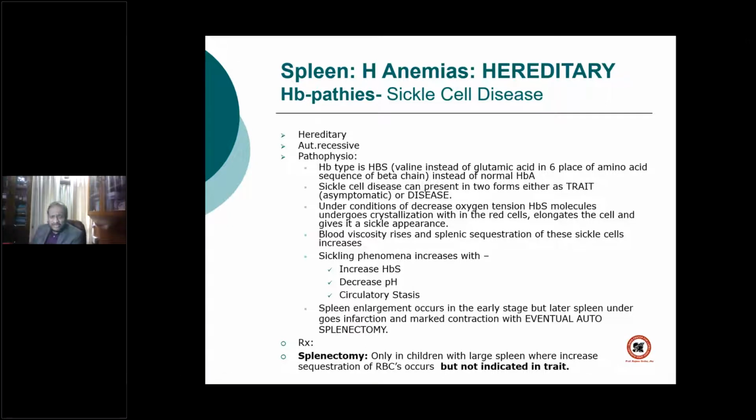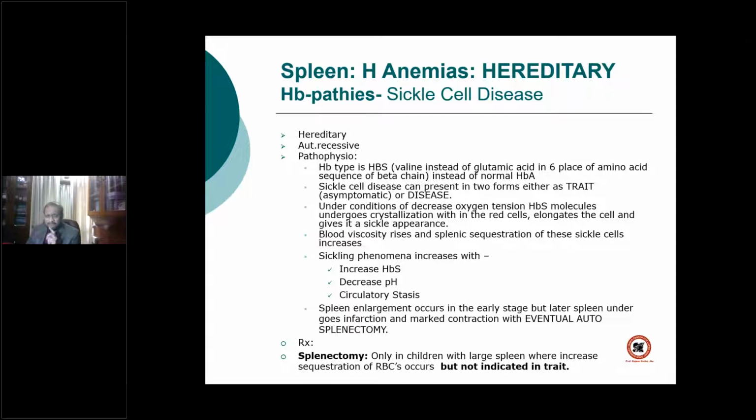Let's forget the sickle cell trait because that does not give us surgeons any room for any kind of manipulation. We are only concerned with sickle cell disease. And this sickling phenomenon, we all know, increases when there is an increased amount of HbS type of hemoglobin, a decreased pH, that means an acidic pH, or circulatory stasis. In all these conditions, there is splenic enlargement, and later the spleen undergoes infarction, and there can be marked contraction with eventual autosplenectomy, which would be a very, very favorable outcome for sickle cell disease.